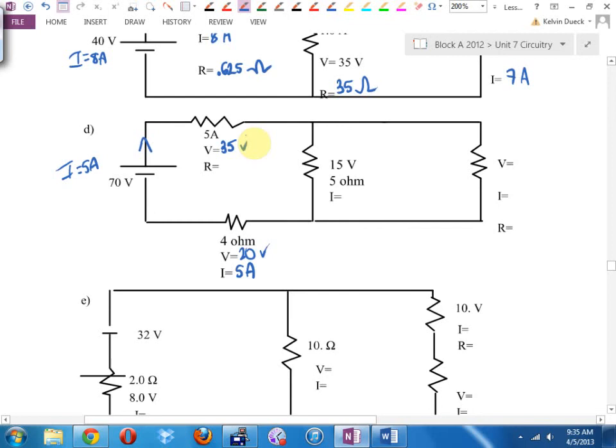Do I know 2? I now know 3. What's the resistance? 7. Oh, by the way, that middle hill, I could have jumped to that sooner because I know 2 things there. That current is not a mystery to me. What's the current in the middle hill? I know the voltage is 15. I know the resistance is 5. I equals V over R, right?